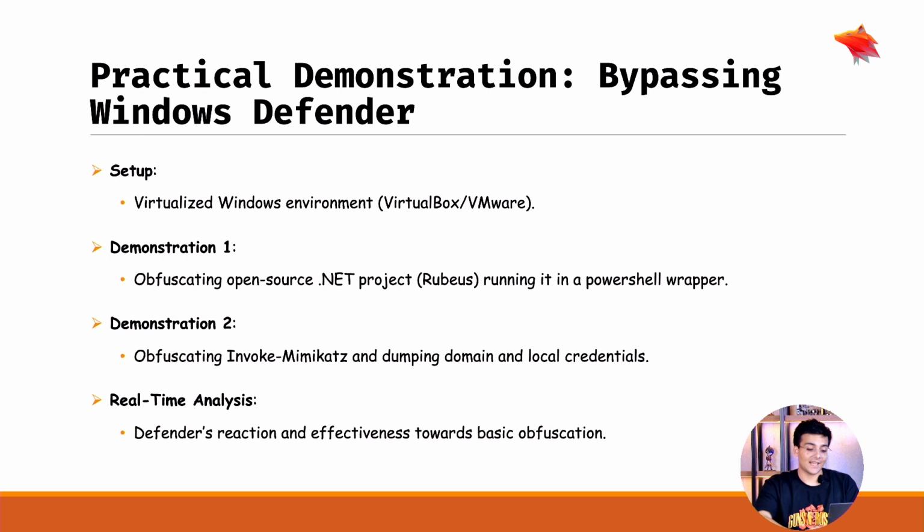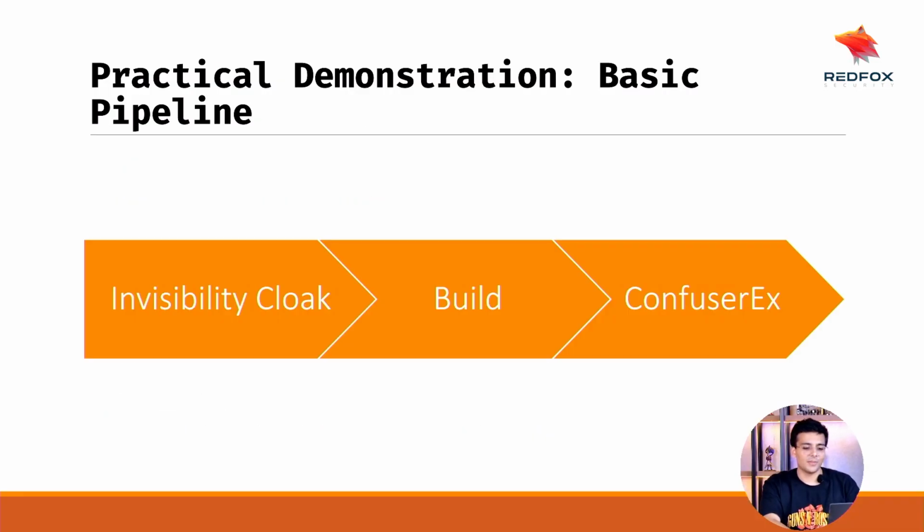Now, Defender's reaction and effectiveness towards basic obfuscation: it's a very mature security product. Earlier we used to say that you should have Kaspersky on your device, because Windows Defender will not do anything. But with the recent cloud integrations and integrations with their AI expert systems, it has become very robust. It has evolved a lot. So these are some pipelines that we were working on.